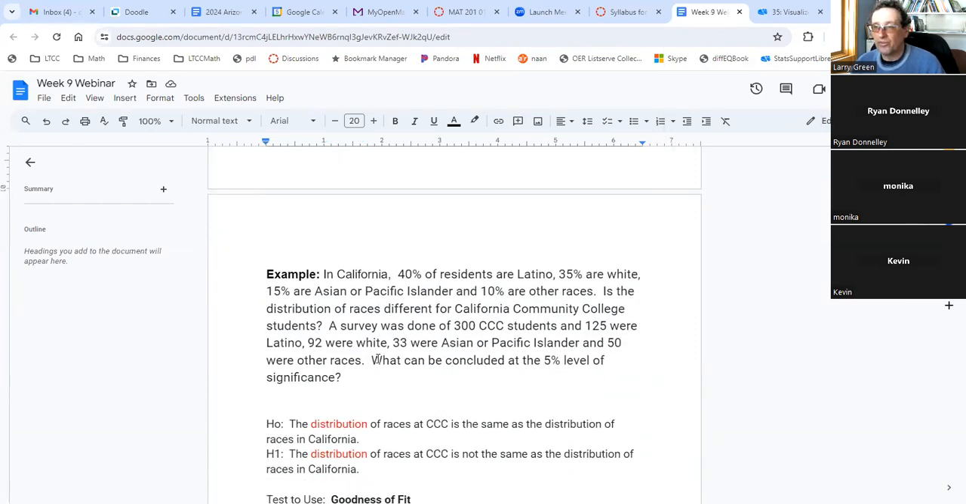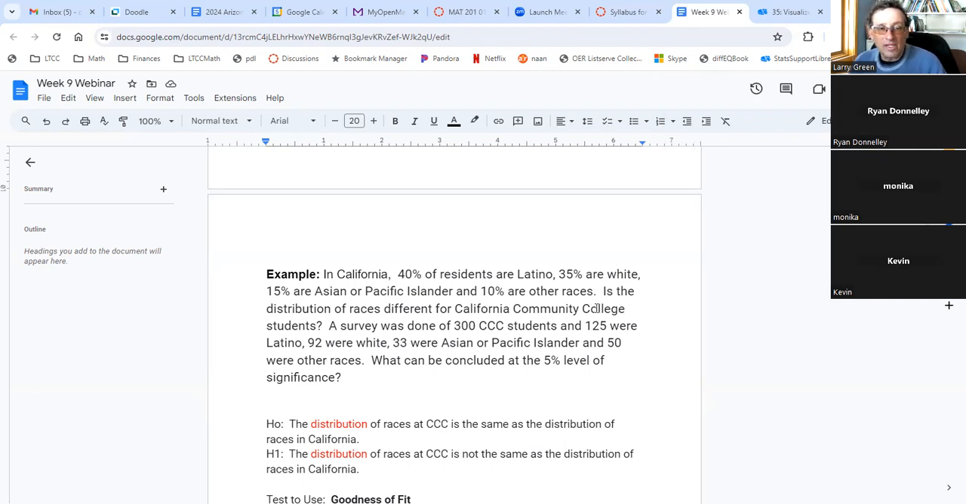And now let's do examples. Okay, so here's an example. In California, by the way, I looked this one up yesterday, so you can quote me on this one. 40% of residents are Latino, 35% are white, 15% are Asian or Pacific Islander, and 10% are other races. Not sure if you realize that that's how California is now. White is not the most common anymore. Now it's Latino, and that's California.